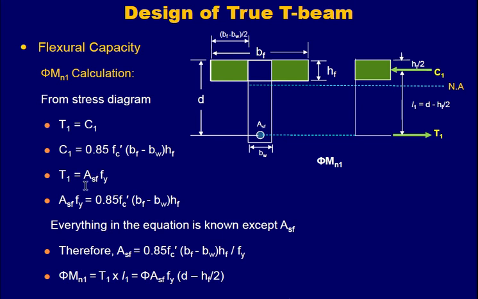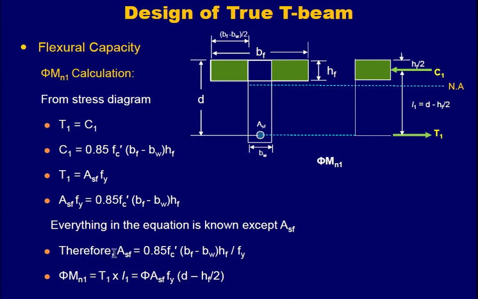So that part of reinforcement that is making moment with the compression in flanges. Okay, so there will be two steels, Asf and maybe Asw or As. So Asf fy, which is tension, is equal to compression 0.85 fc prime (bf minus bw) into hf. Everything in this equation is known except one thing, and that is Asf. Therefore Asf can be easily found.